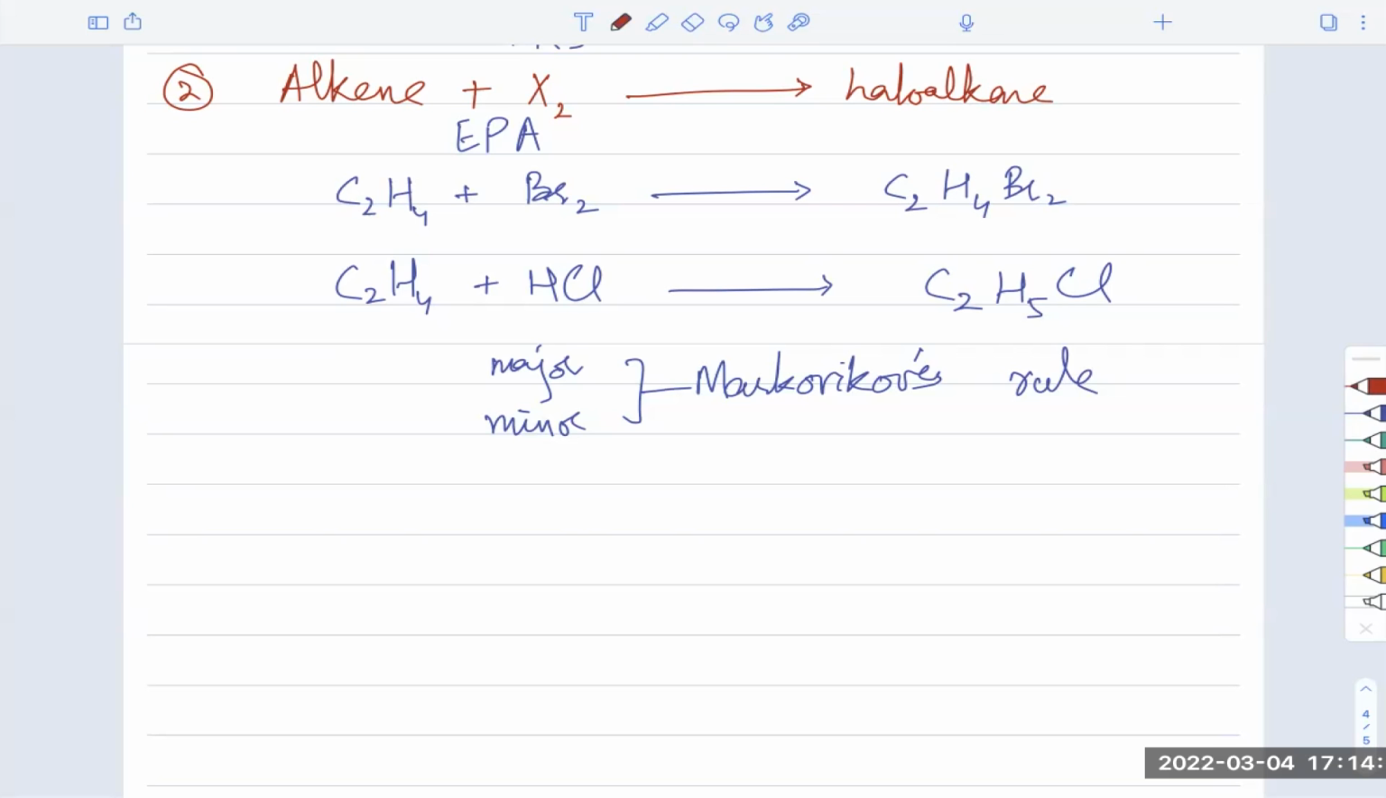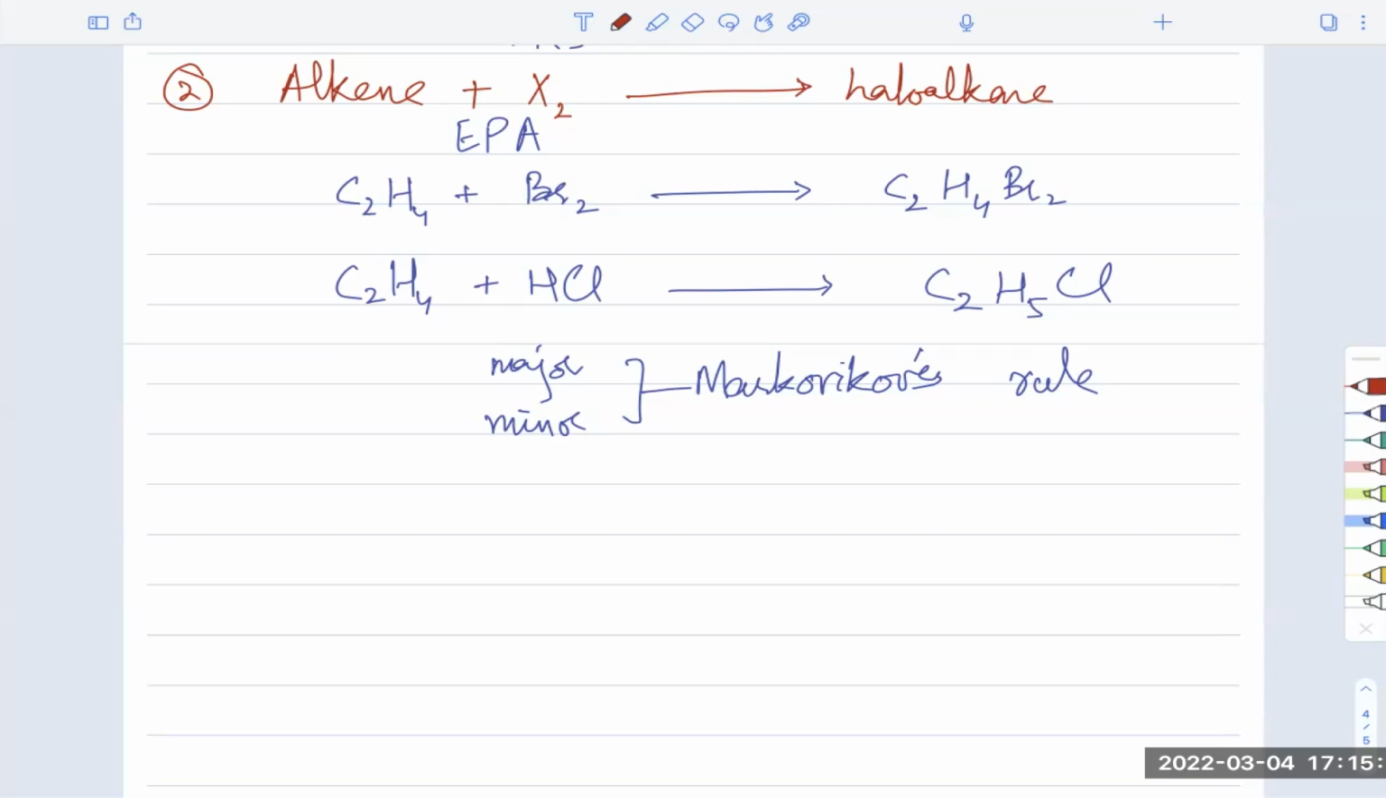We've seen this before. For the second one you've written, there'll be no major or minor product, right? They'll be the same. Which one? For C2H4 plus HCl. This is one example where C2H4, both the carbons are identical.